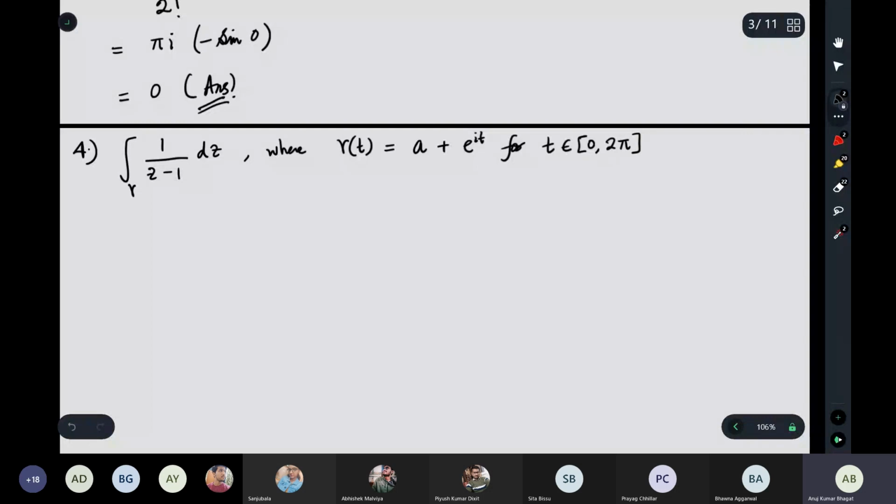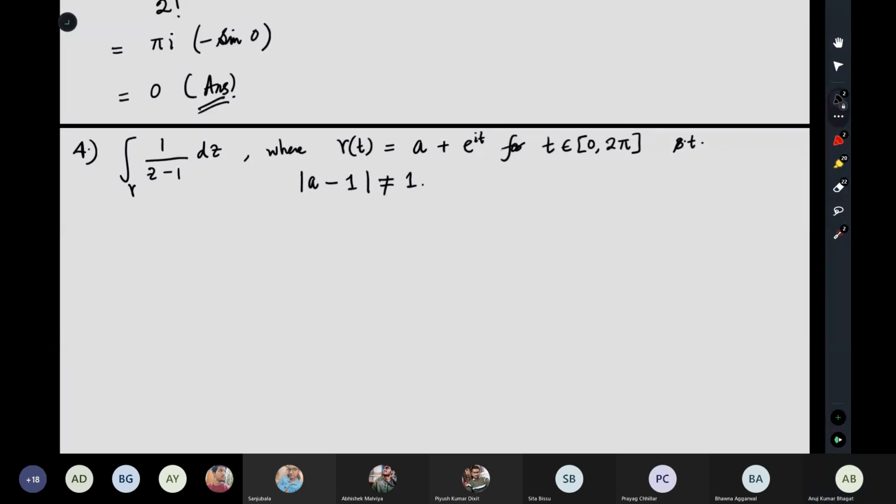Okay, for different values of A, such that this condition has been given, that it does not lie on this circle basically. So here you have to take different values of A and then determine the value of the integral. So this A is not fixed. Remember that A is a complex number. So you have to choose different complex numbers A and determine what will be the value of this integral.